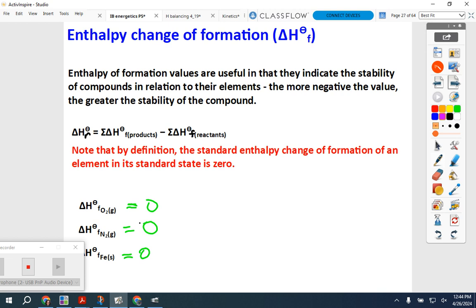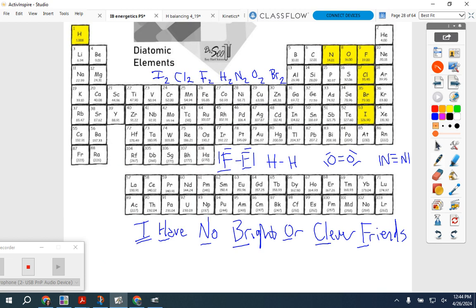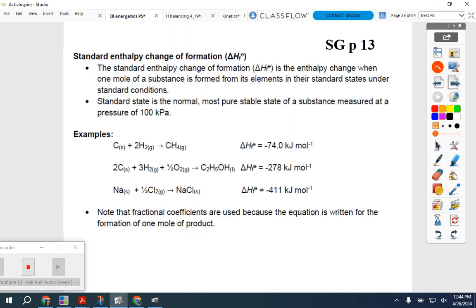I think I have it actually on here. Yeah, so this is page 13 on your study guide. Standard enthalpy of formation is the change when 1 mole of a substance is formed from all of its elements in their standard states under standard conditions. So it's going to have that little plimsoll thing on the top. Okay, the delta HF with a little theta looking thing. Okay.